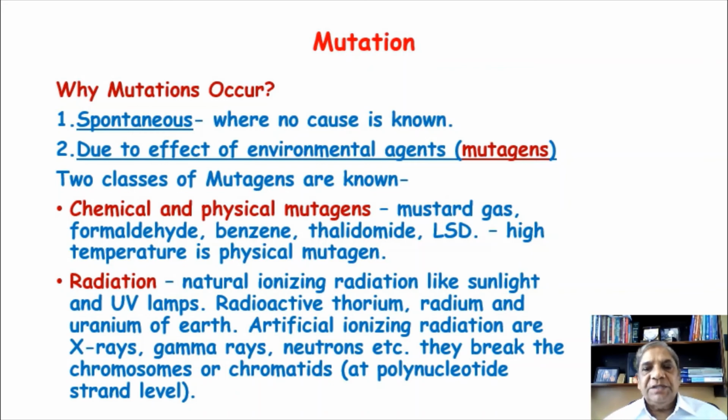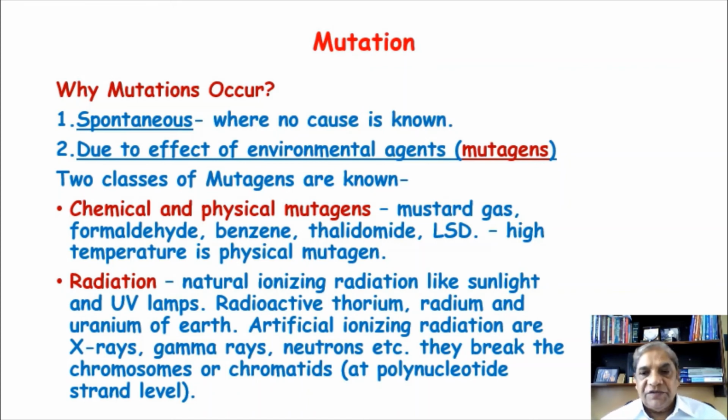But where the cause is known to us, because of various research we know that this mutation may take place because of a particular reason. That is the effect of environmental agents. These environmental agents which are responsible for mutation are called mutagens. There are two classes of mutagens known: chemical and physical mutagens.